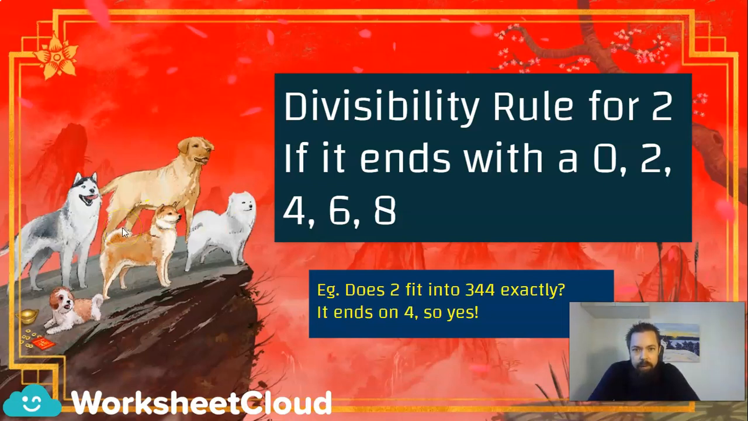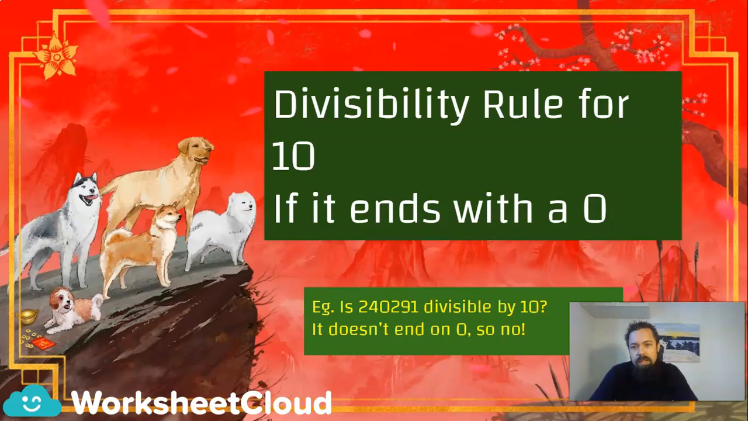So for 2, it has to end on a 0, 2, 4, 6, or 8. That's all you need to check. So it can be a really long number. You don't need to look at the whole thing, just the last digit. And if that's a 0, 2, 4, 6, or 8, then the whole thing's divisible.